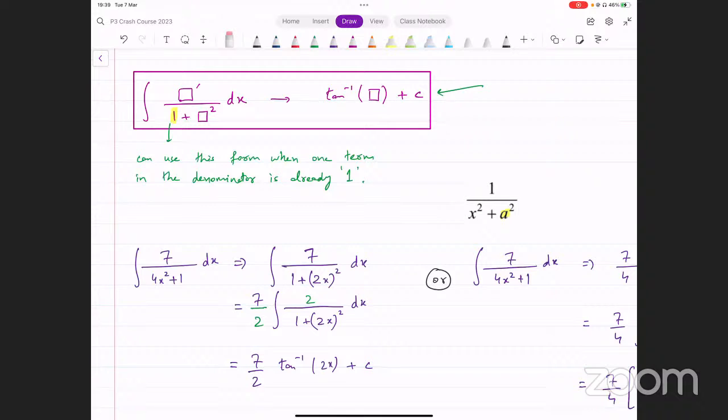All right, any quick questions on this? Because this is what we have in the tan inverse form. We want to move on now and discuss the next concept. Let me know if there's any problem with this.